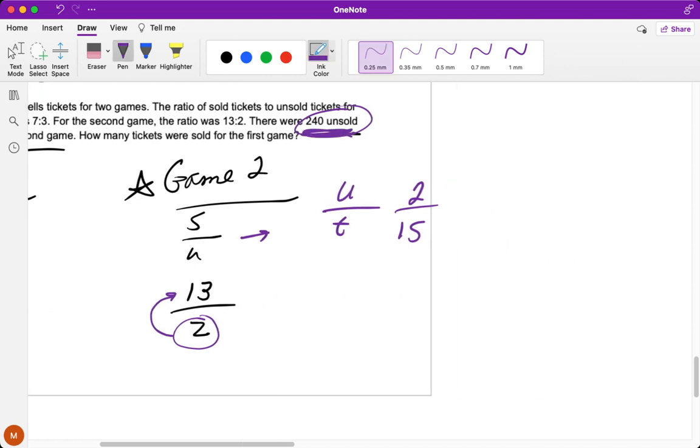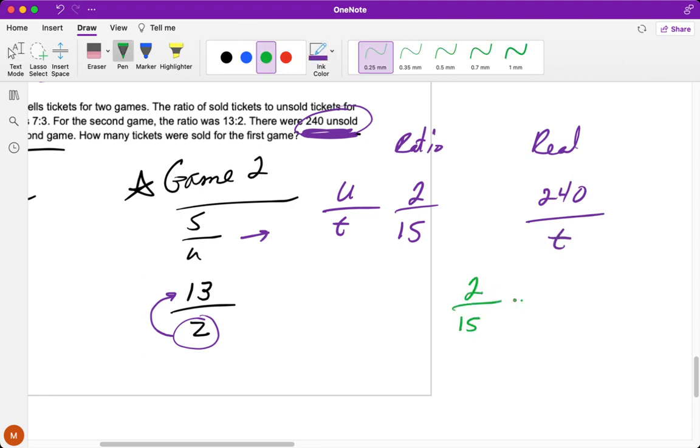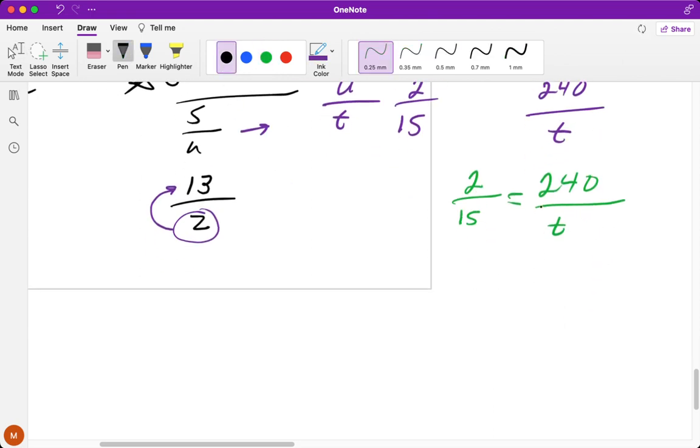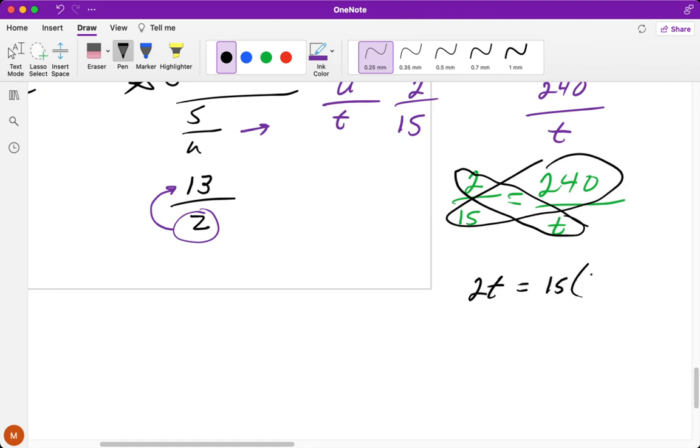Then they tell me that the amount of tickets unsold is 240. So this is my ratio. Now I'm going to figure out the real, and the real is 240 over the total tickets, which we don't know. So I'm going to create the ratio 2 over 15 is equal to 240 over t. I'm going to solve this using cross multiplying just to practice it. So we do our numerator times the opposite denominator, so 2t, and now 15 times 240. And remember, you are allowed to use a calculator, even though this is going to give you a bigger number.